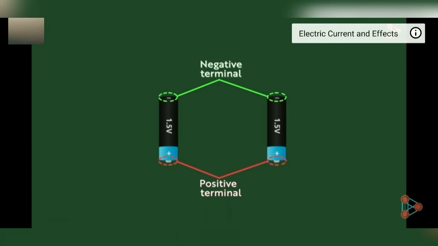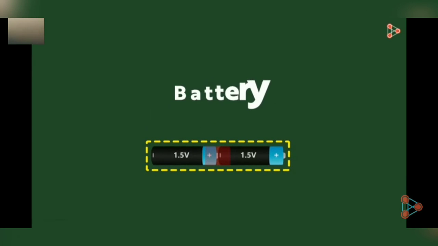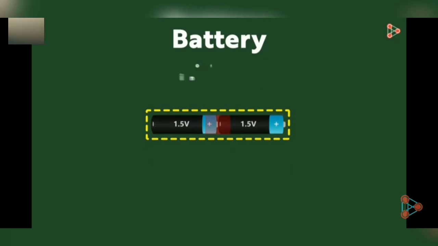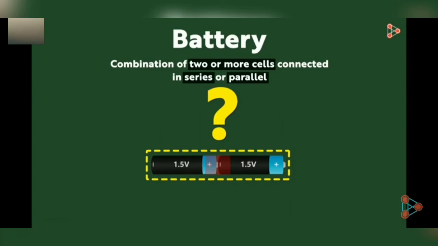Take two 1.5 volt AA electric cells. The region with the metal cap is the positive terminal of the cell, and on the opposite side, the region with the flat metal base is the negative terminal. Join the positive terminal of one cell with the negative terminal of the other using electrical tape. This is called a battery. A battery is simply a combination of two or more electric cells connected together in a series combination or a parallel combination. What are these combinations?